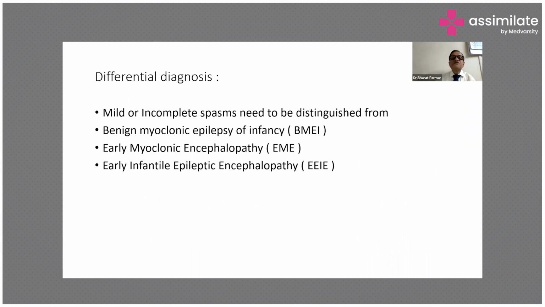Differential diagnosis of infantile spasm or West syndrome. It should be differentiated from mild or incomplete spasm, and needs to be distinguished from benign myoclonic epilepsy of infancy, BMEI, early myoclonic encephalopathy, EME, and early infantile epileptic encephalopathy.